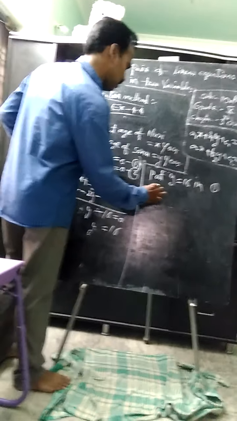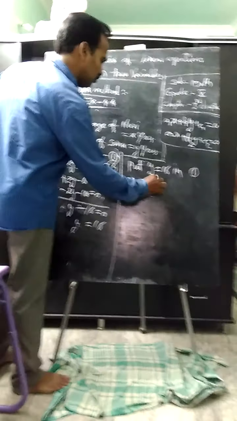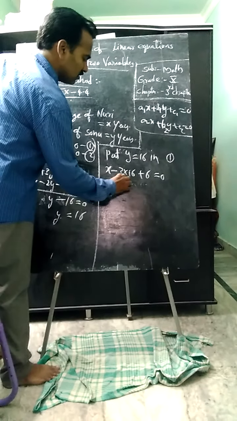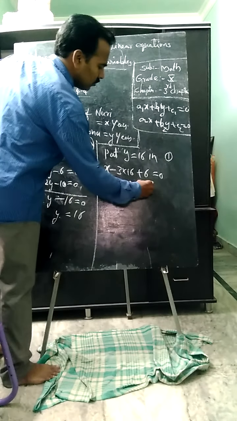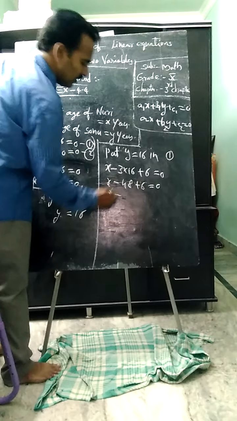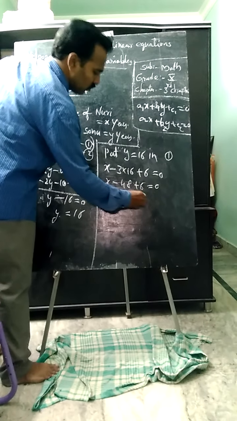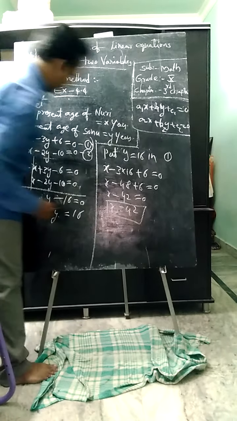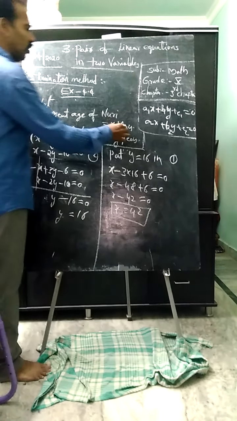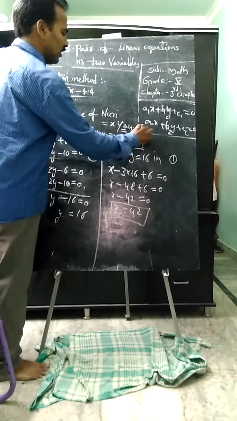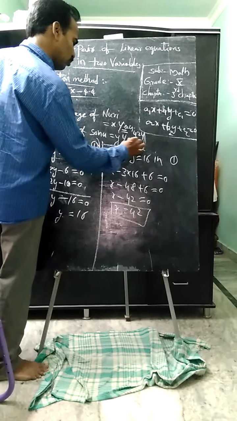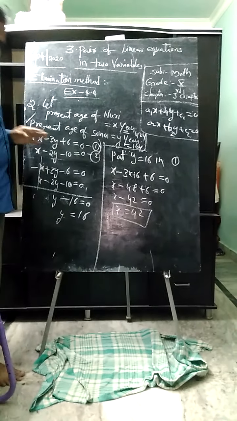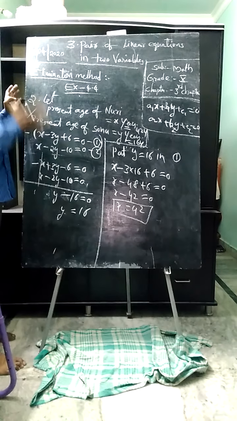So x minus 3 into 16 plus 6 equals 0. 3 sixes are 48, as we know, so x minus 48 plus 6 means x minus 42 equals 0. x is equal to 42. So the present age of Nuru, x, equals 42 years. The present age of Sonu, y, is equal to 16 years. If you want, you can also verify by substituting in this equation.